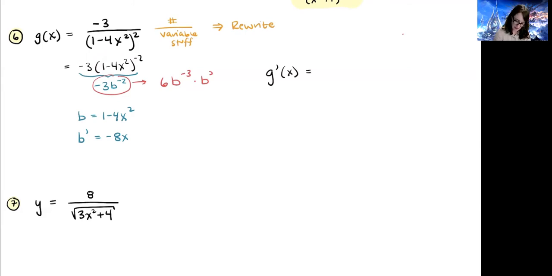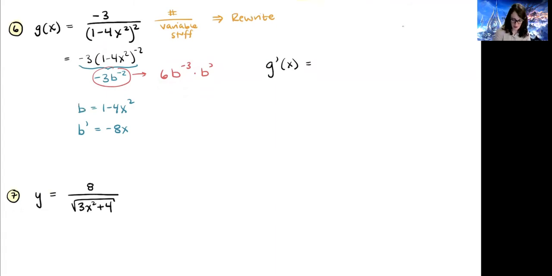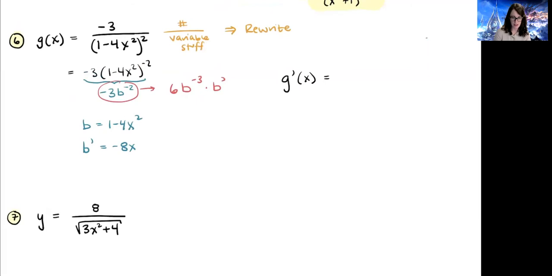Let's see, so again, if you like using the b here and plugging into the formula, by all means go ahead. Try to train your eye though on eventually and just see how it fits together if you can. So right, this negative 2 comes down and multiplies by the negative 3, so that gives us positive 6. We leave the base the same, the 1 minus 4x squared. Then we subtract 1 from the power, so that's negative 3. So here is where we have the 6b to the negative 3.